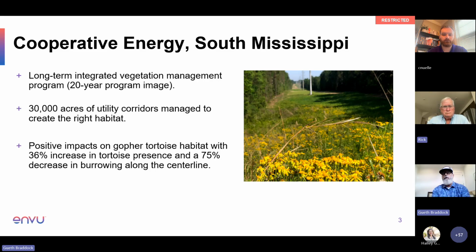And when they started, the gopher tortoise was a particularly important species they were trying to help increase and improve the habitat for. And that gopher tortoise simply used the place it could, which was that narrow path from pole to pole. And over the years, that 20-year period, they've widened that area of use, and now they've seen a 36% increase in tortoise presence and a 75% decrease in burrowing along that center line, which was the only place they had to use before.